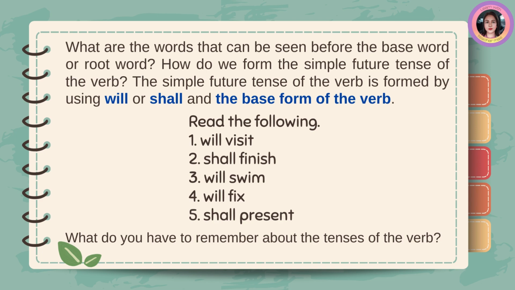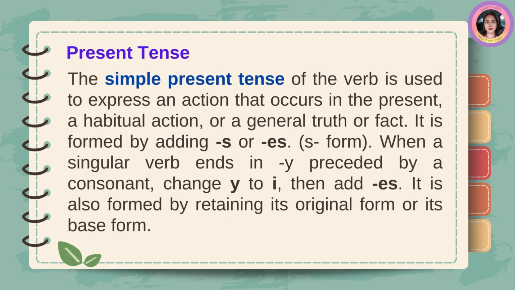What do you have to remember about the tenses of the verb? Present tense. The simple present tense of the verb is used to express an action that occurs in the present, a habitual action, or a general truth or fact. It is formed by adding s or es, or s form when a singular verb ends in y preceded by a consonant. Change y to i, then add es. It is also formed by retaining its original form or its base form.